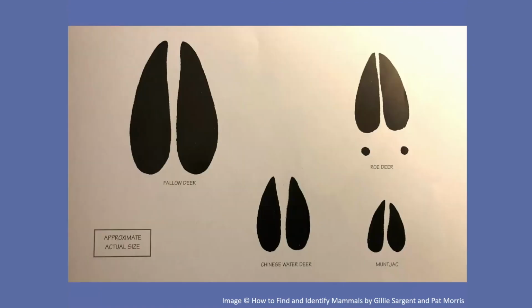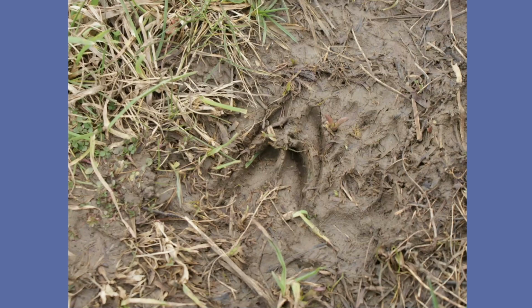Next we have the deer, and this first print that we've got for you to look at here is a fallow deer print.